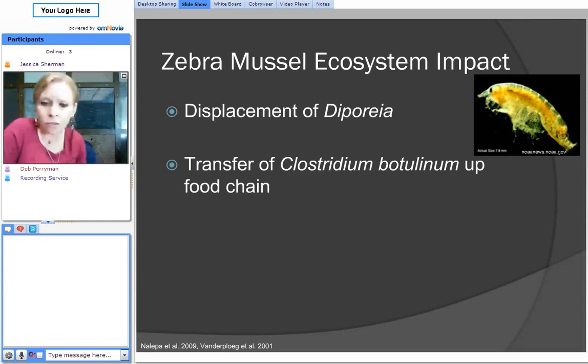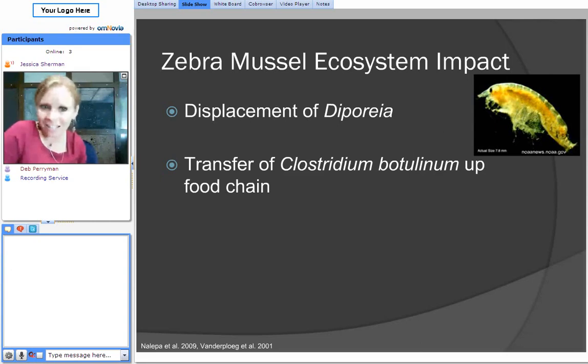So zebra mussels are a filter feeder, and they can accumulate this Clostridium botulinum, the bacteria, into their systems as they're filtering. And if they release the exotoxin, if they release botulism, it does not affect the zebra mussels. But if we have a fish come along and eat the zebra mussel that has botulism inside of it, it passes botulism to the fish. And then the fish is affected by the botulism, and it will start swimming erratically because it's a neurotoxin, and the fish will usually get picked up by a bird because it's an easy target, it's not behaving naturally.